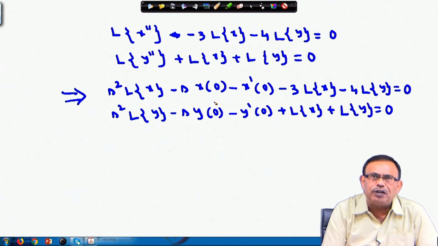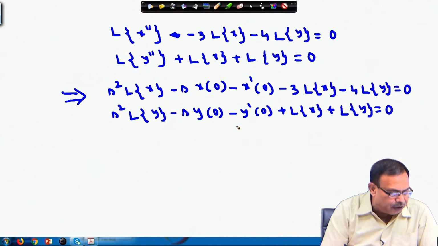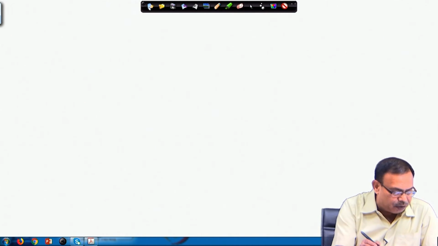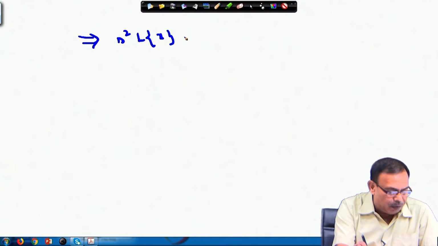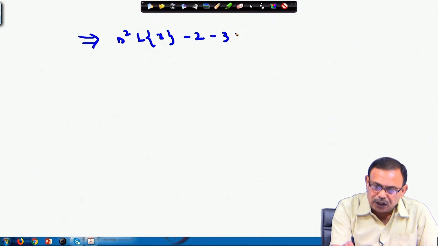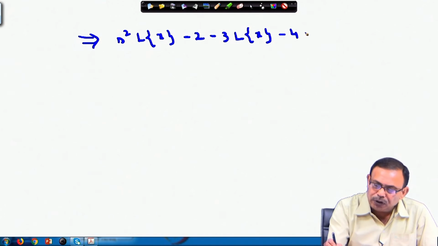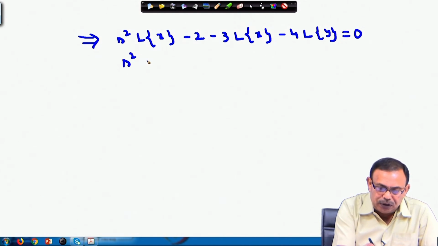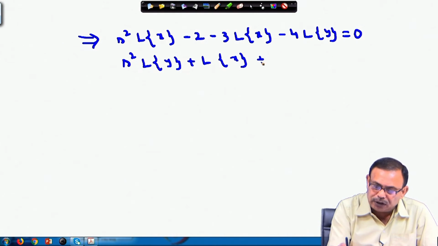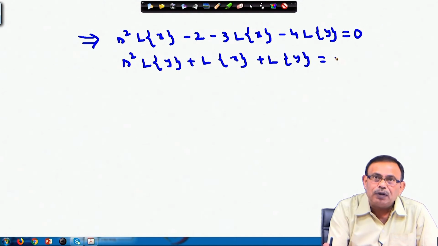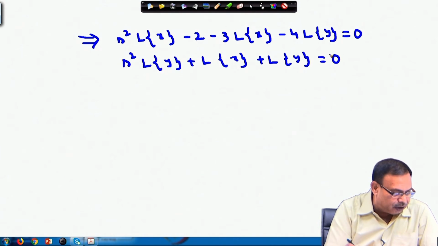Now, we know the values of x 0, x dash 0, y 0 and y dash 0. Since we know these values, let us substitute them, and by substitution I will obtain the next set of equations. That is, s square into Laplace transform of x minus 2 minus 3 into Laplace transform of x minus 4 into Laplace transform of y equals 0. This is the first one. The second one will be s square into Laplace transform of y plus Laplace transform of x plus Laplace transform of y, this is equals 0.